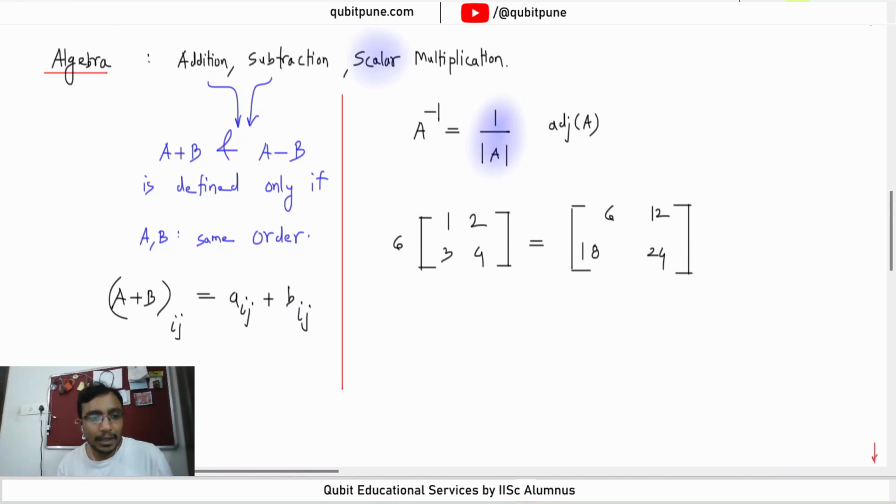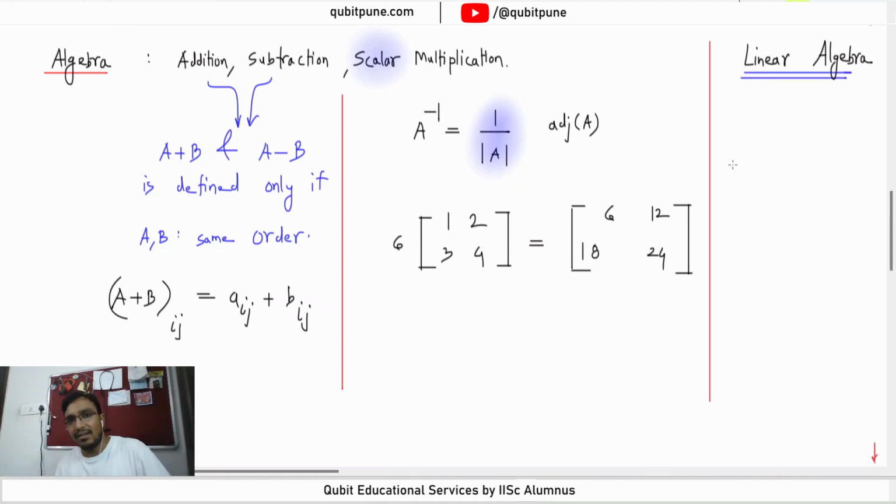Now, this whole subject of matrices and determinants comes under a much wider subject called linear algebra. You will definitely study linear algebra in your next year, guaranteed. Okay, and the characteristic of linearity is this.